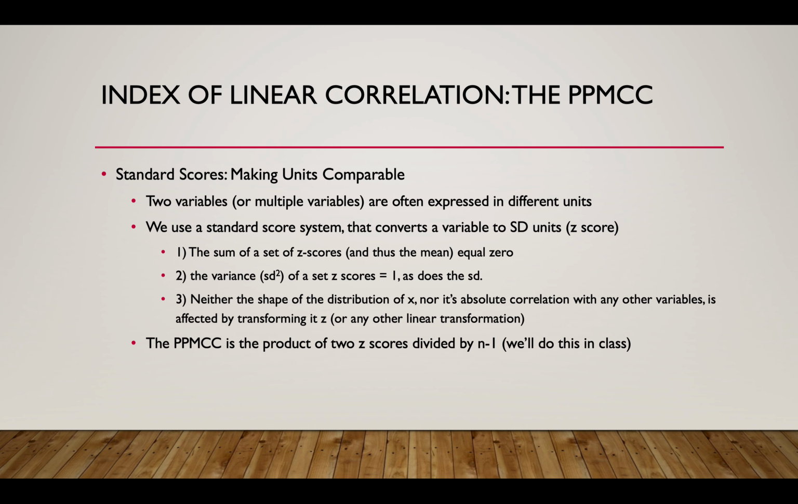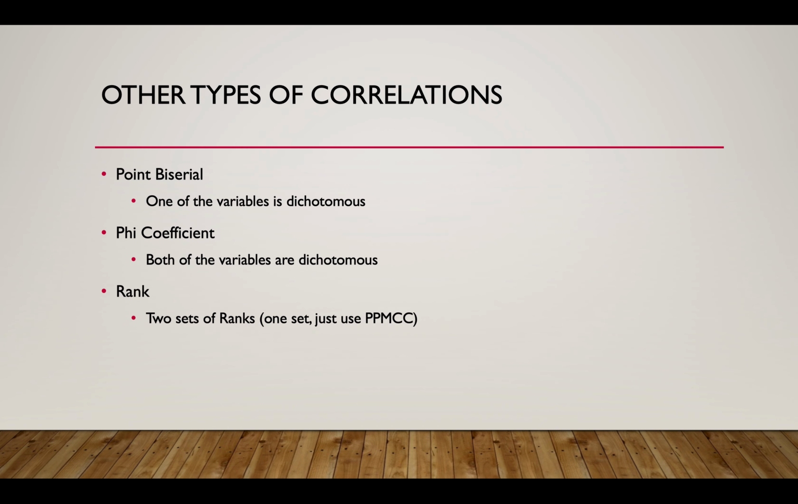And the Pearson product moment correlation coefficient is actually the product of two z-scores. So it's r equals the sum of zx times zy, and then you add all of those up, and then you divide that value by n minus 1. We're going to do this in class. This is an interesting exercise to show how to calculate the correlation between two variables. So we're going to focus primarily on the Pearson product moment correlation coefficient, which is ideally used when you have two continuous variables.